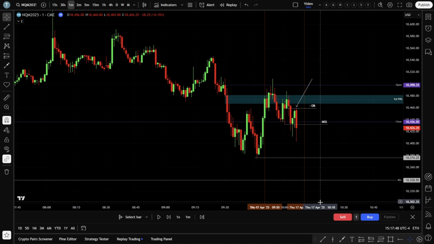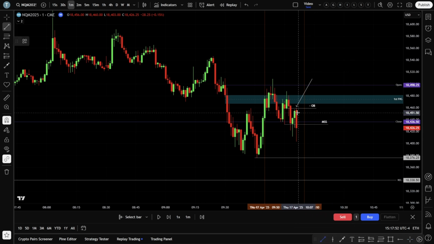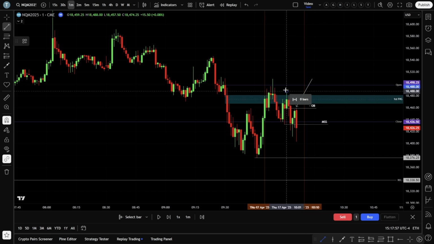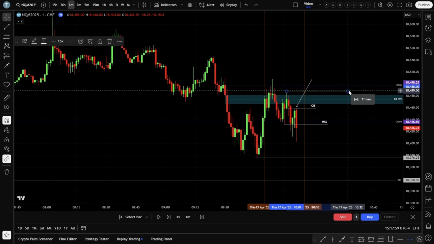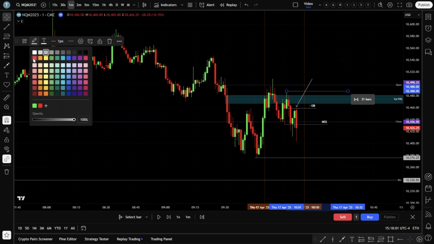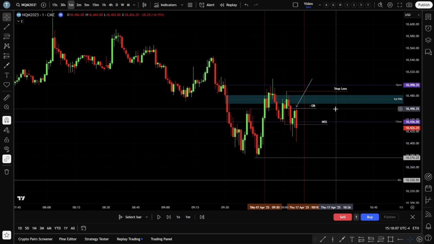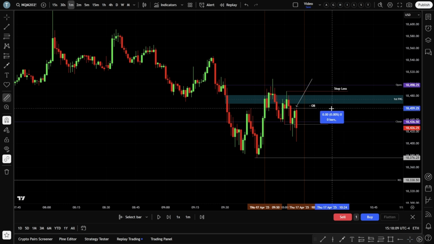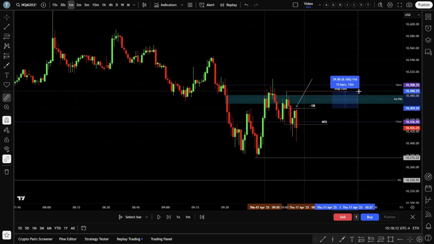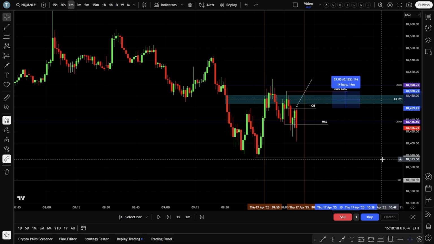Where does your stop loss need to be? Your stop loss needs to be above the first presented fair value gap. You can go above the swing high here. So this would be your stop loss. So from your trade entry, your stop loss is about 30 points. So you're going to be risking 30 points on your trade.